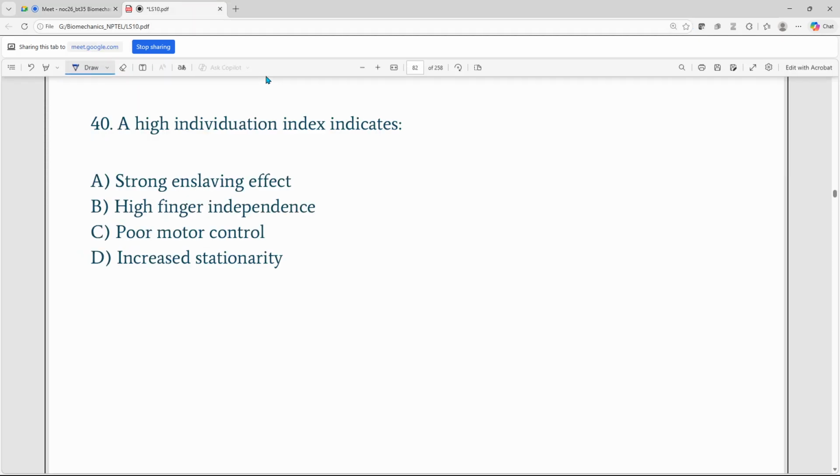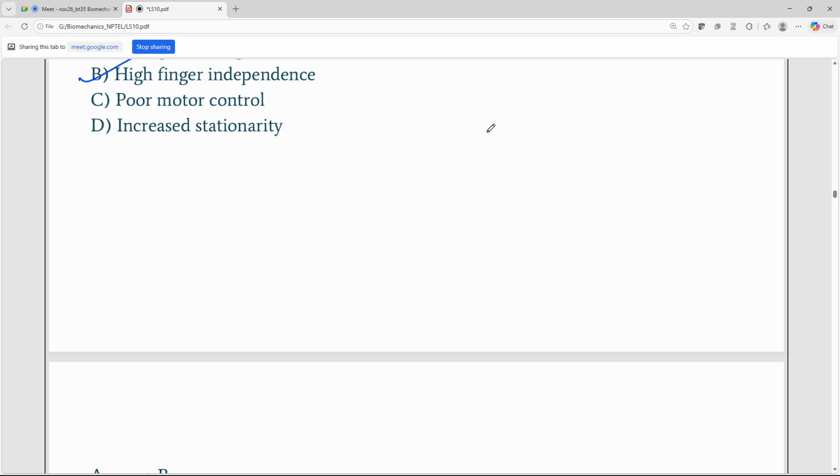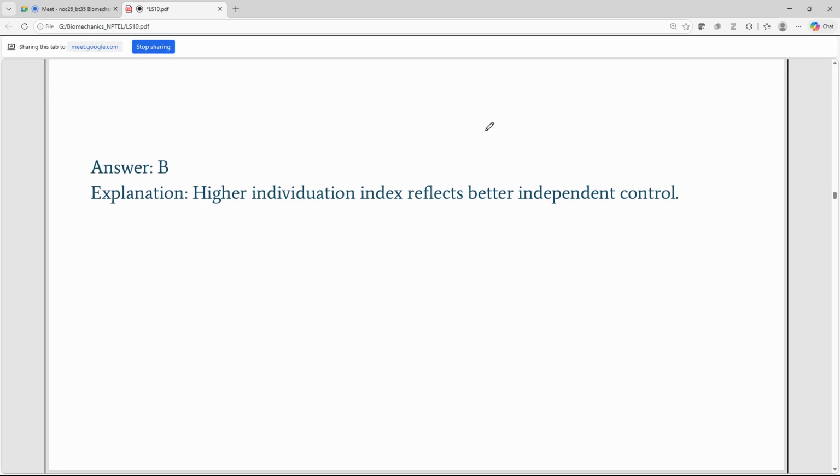Correct answer, high finger independence. Option B, high finger independence. A high individuation index reflects a better independent control. Individuation and independent.